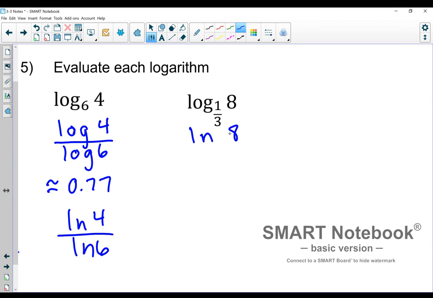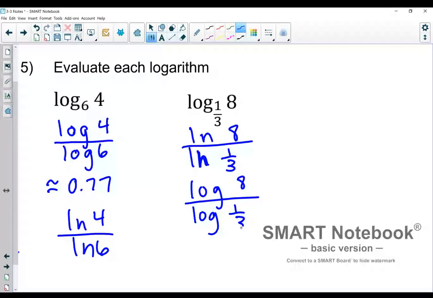This one we can do the natural log of 8 divided by the natural log of 1/3. Or again, we could do log 8 divided by a log of 1/3. You're not doing both, you're just picking one, okay? I just think it's good for us to remember that they're both the same. They'll have the same ratio. So negative 1.89. So it's not that natural log of 8 equals the log of 8. It's that the ratio of those two is going to be the same. So I think that's one of those finer details that we need to remember this year.